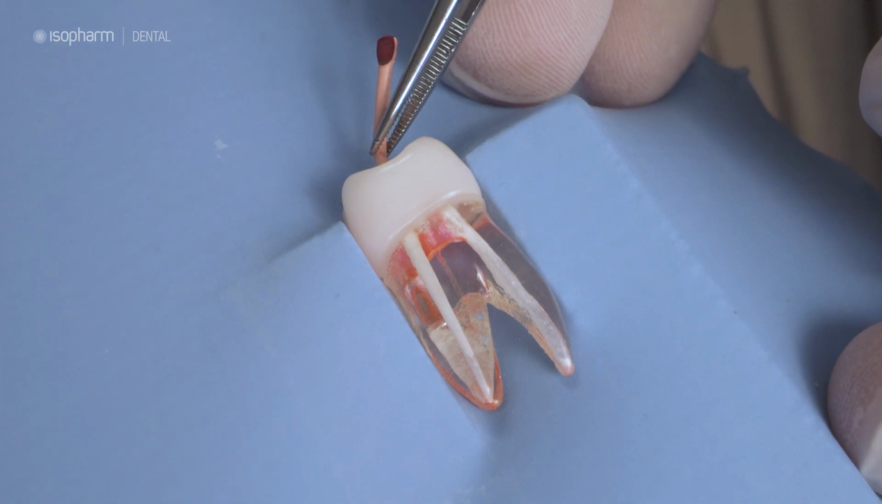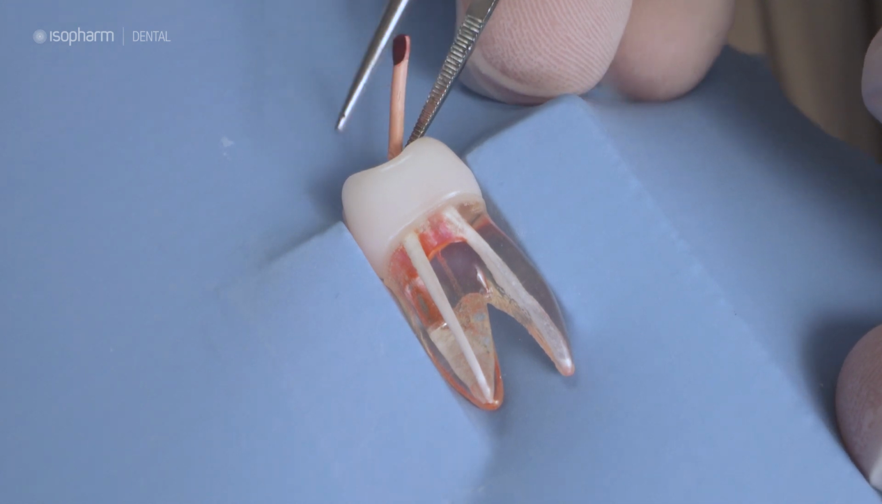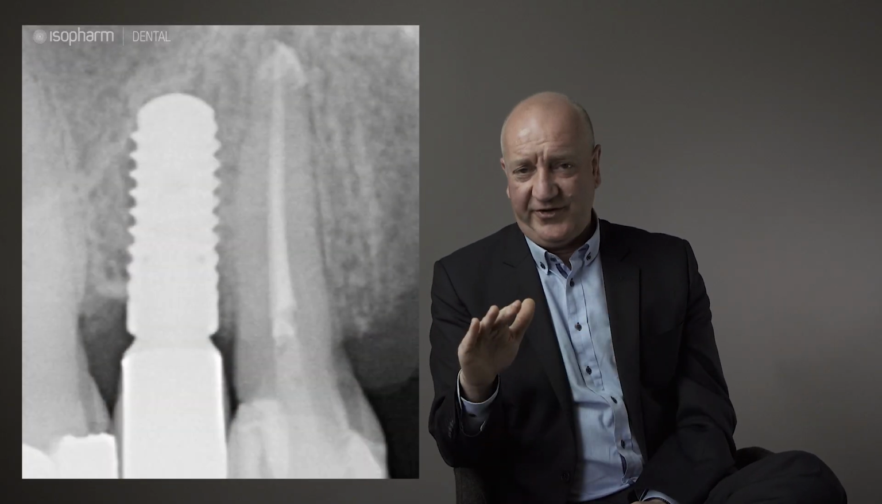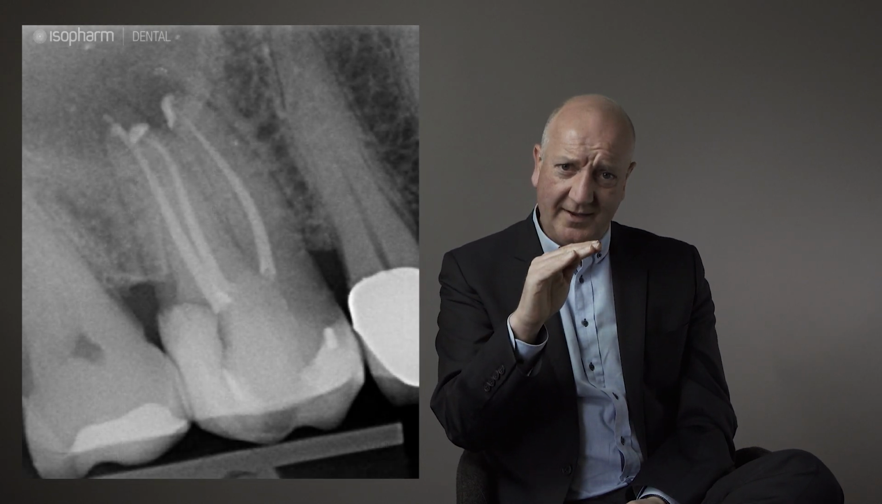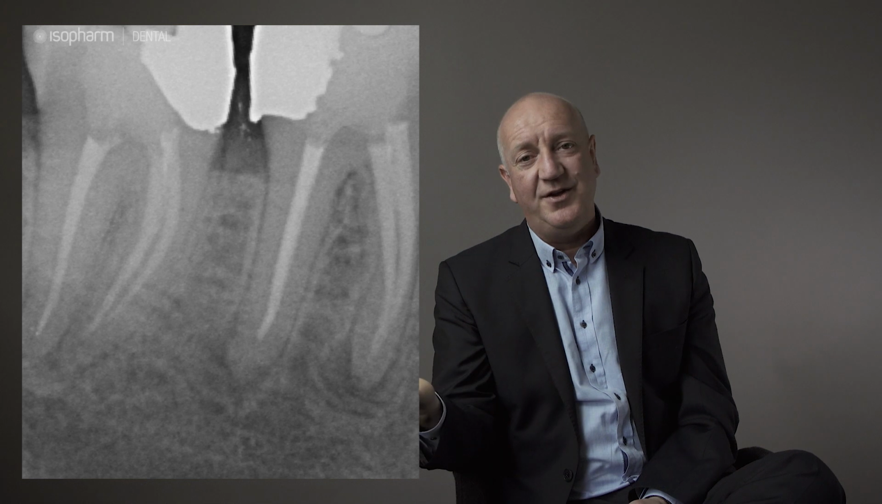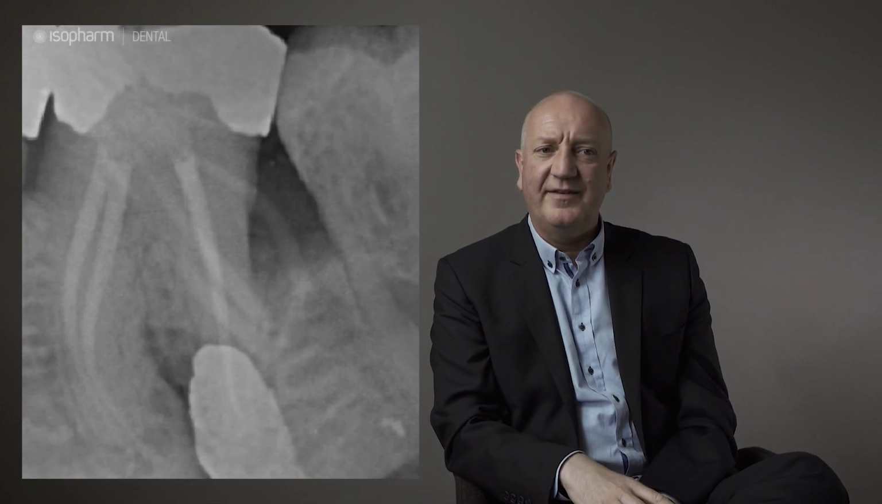And you can see from the video you get very quick, simple 3D obturation using a matched GP point and the bioceramic sealer. And then it's simply a matter of cutting off the GP point, ideally down into the canal a little way. I tend to use an ultrasonic tip. You can use heat, but I find a dry ultrasonic tip is much more effective.